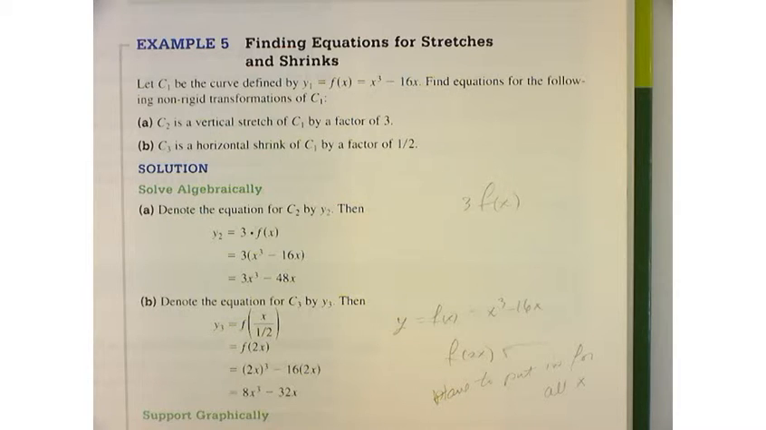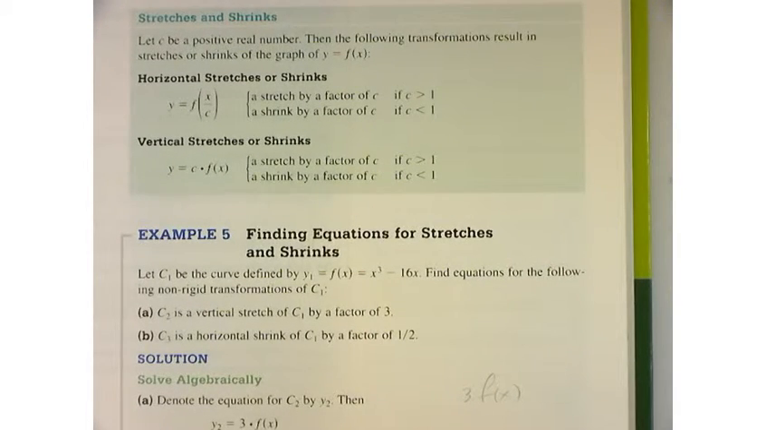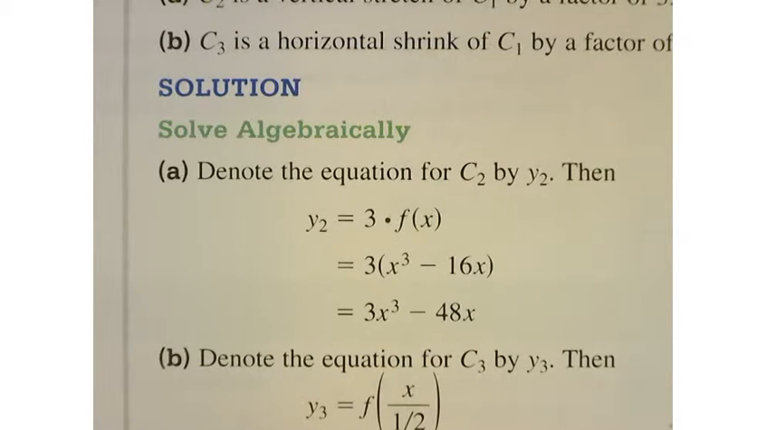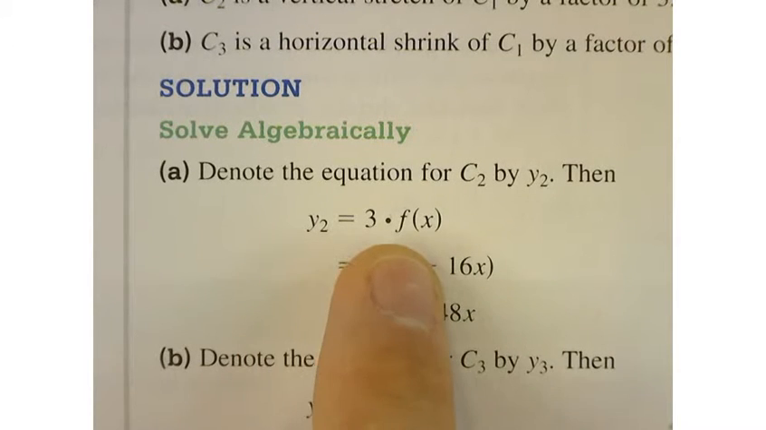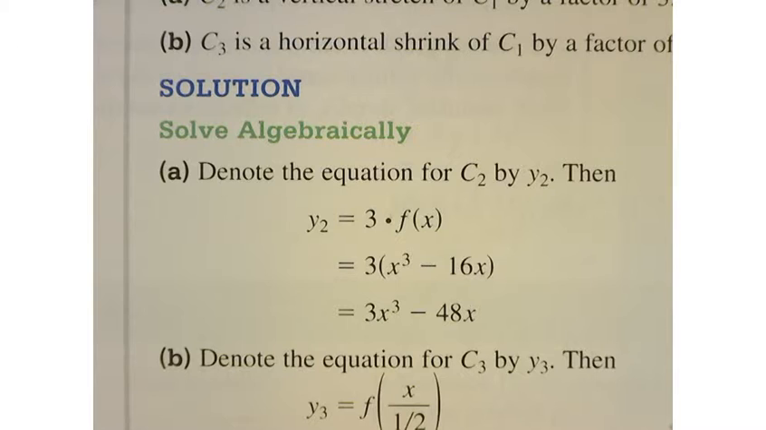Now for a vertical stretch, what we need to do is put the number in front of the function. So really, I'm going to skip ahead and do part A. What I would do is simply say y sub 2 is equal to 3 times the function. Well, my original function was x cubed minus 16x. So I just multiply everything by 3.